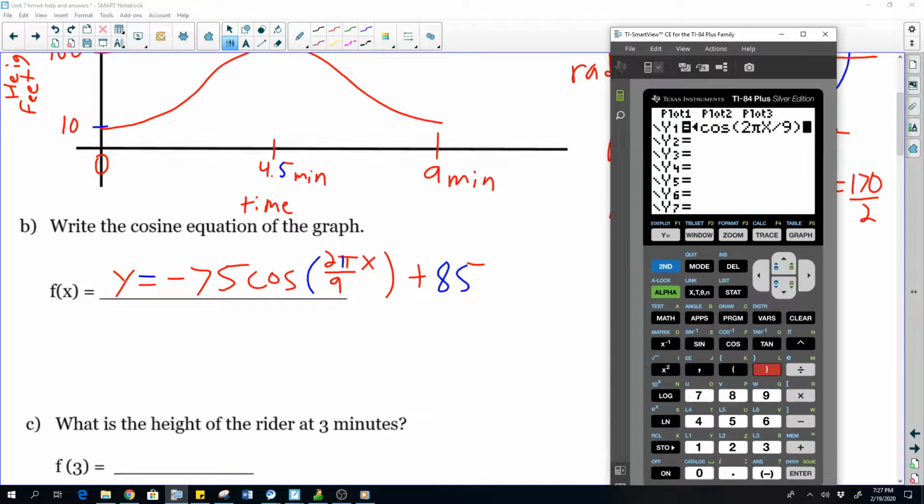There we go. Just to put it all together easy. Plus 85. Now we can graph it. Definitely not going to work because we need to set our window. So we look at our graph, our minimum. So let's do the y values first.